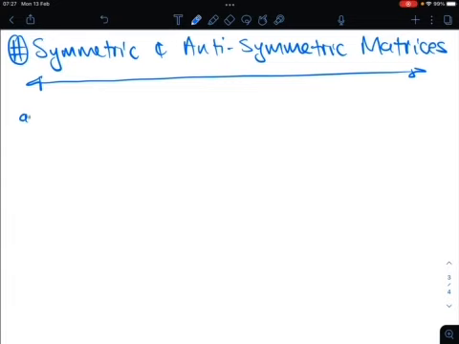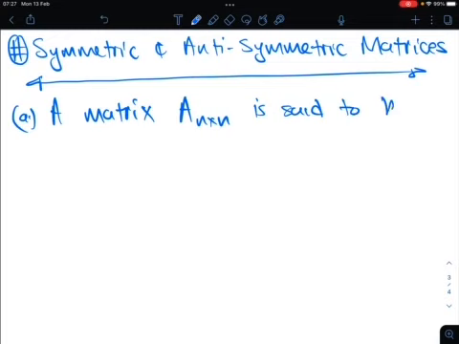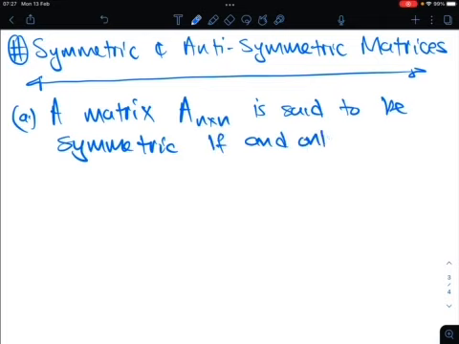A matrix A, which is an n by n matrix, meaning it's a square matrix, is said to be symmetric if and only if A and A transpose are the same. So if both A and A transpose are the same, then we say the square matrix A is symmetric.